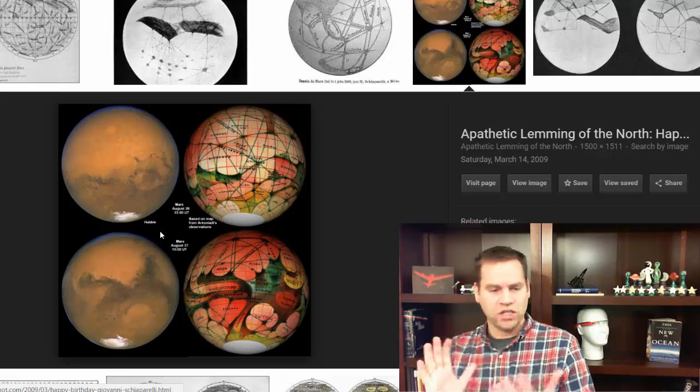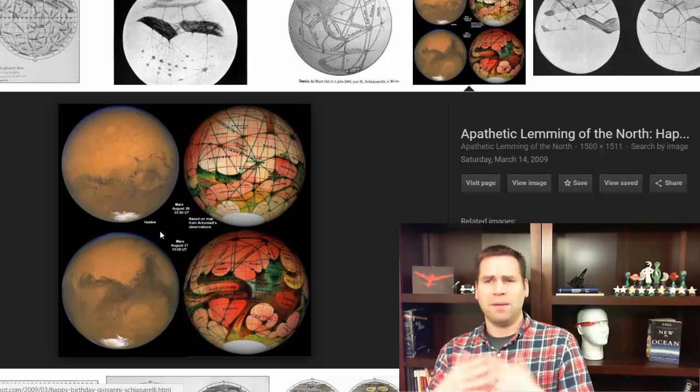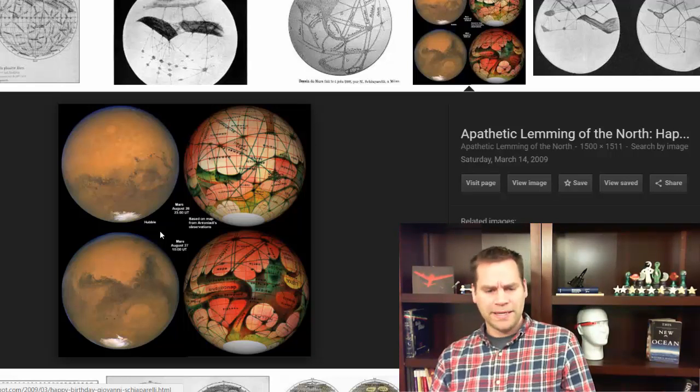You do see the dark regions, which you can see why that would be interpreted as bodies of water, but it's difficult to see these so-called canals.